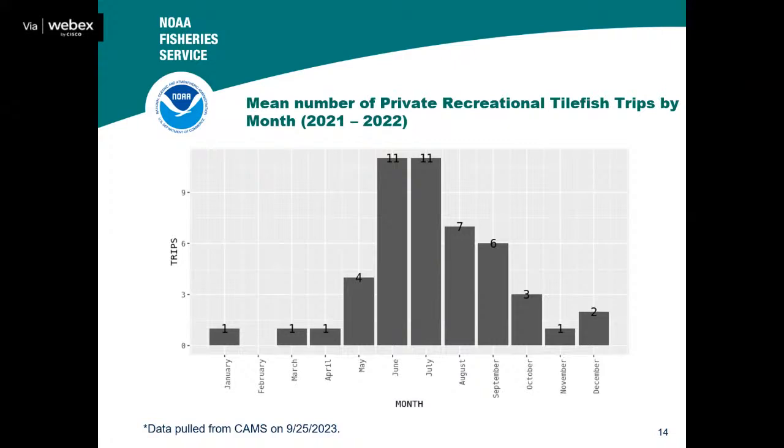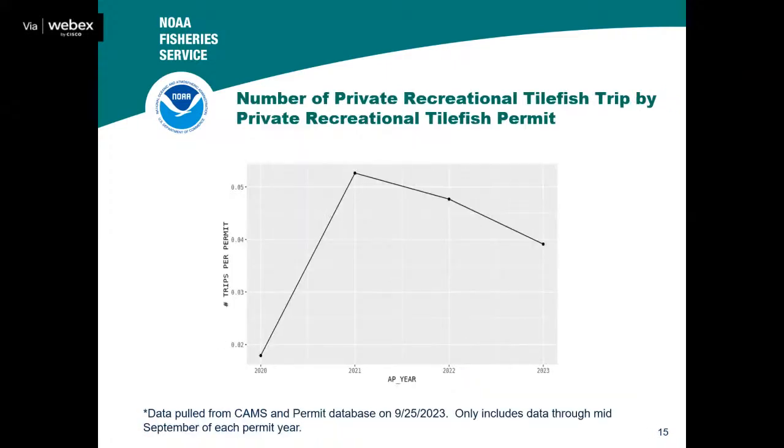Yeah, hopefully we're just lagging a little bit in some of the trips coming into the system. Next slide. So this is the number of trips per permit in year. Again, 2020 was a weird year with that starting late. But this first look, I just clipped the data for each year through September, and it does look like there's a decrease in the number of trips being reported by permit.